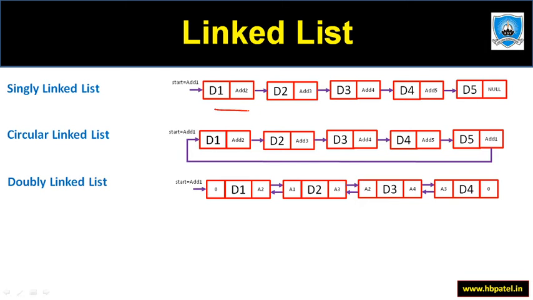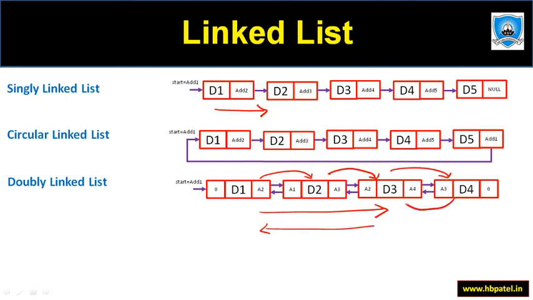So what is the benefit of doing this? In the earlier case, we could traverse in one direction only. Now you can traverse in this way, or you can traverse in this way. So you can go to next, or you can go to previous. So this is the benefit of having doubly linked list.